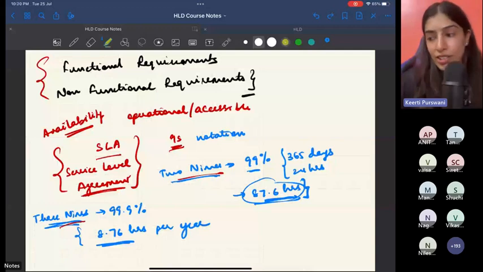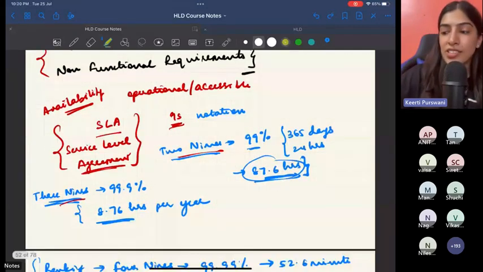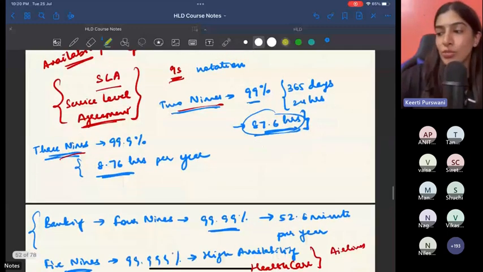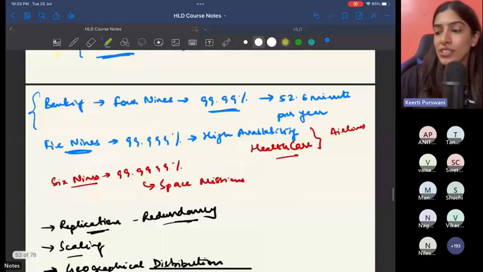The second thing that we discussed was availability. In availability, we discussed that there are different levels of availability. It is mentioned in your service level agreement. There is something called 2 nines. Basically, your system is going to be down for 87.6 hours per year. Then there's 3 nines, there's 4 nines, there's 5 nines.